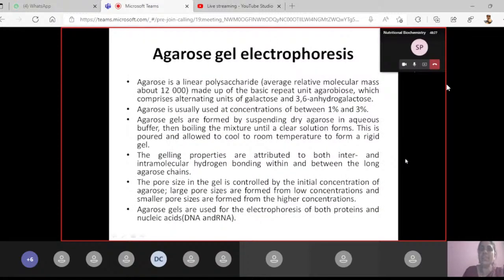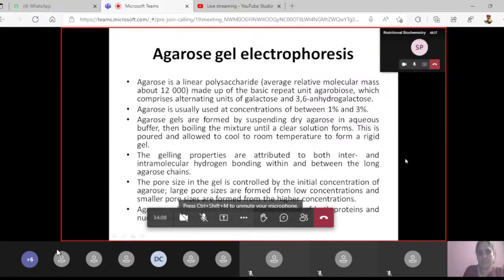So now what happens, instead of paper, they started using agarose, the polysaccharide. What do you mean by a polysaccharide? What are the building blocks of polysaccharide?